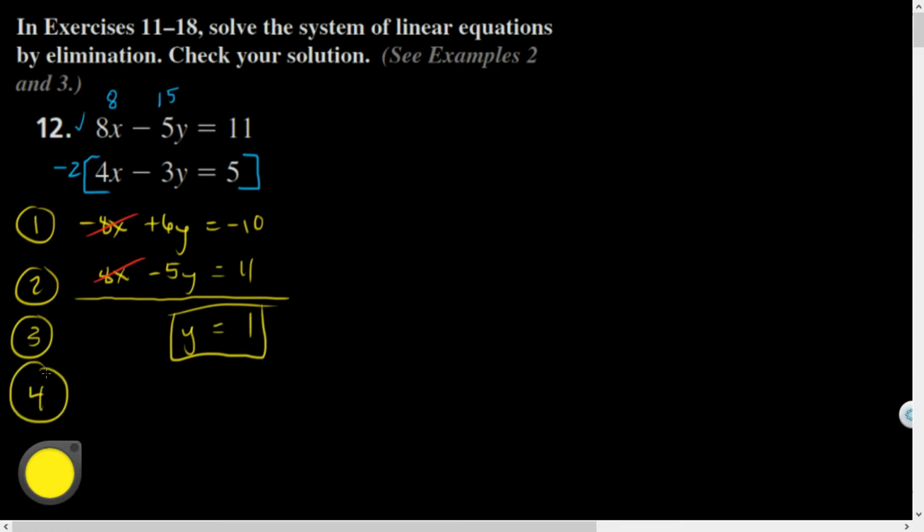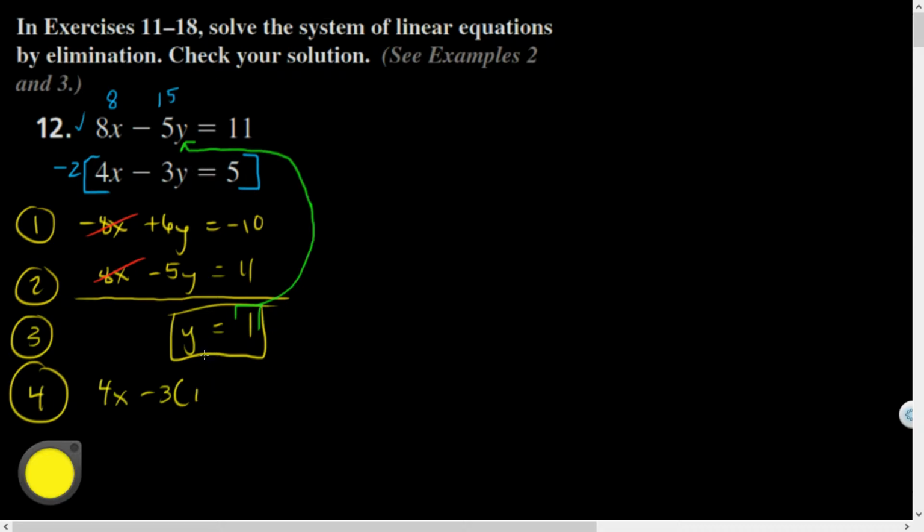Step 4, what do I do, Ethan? This is only half of our answer, so where would you want to put this? Which equation do you like, Ethan? Where would you want to plug 1? The top one? All right, we'll do the top one. I would have picked the second one because these are smaller numbers, but it literally does not matter. It'll work either way. So 4 times x minus 3 times 1 instead of y.